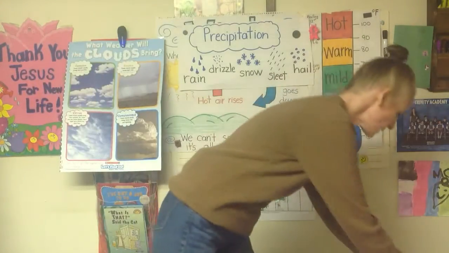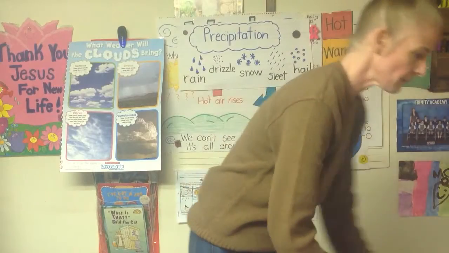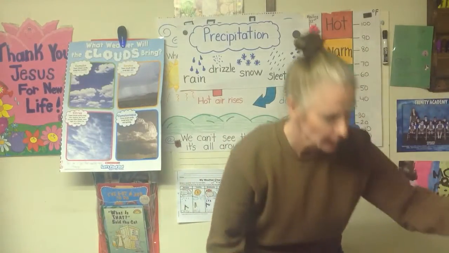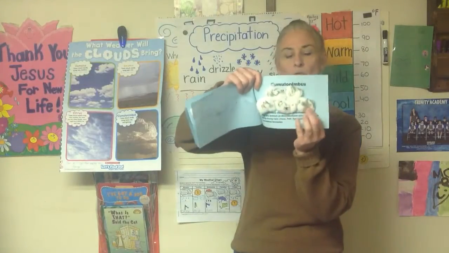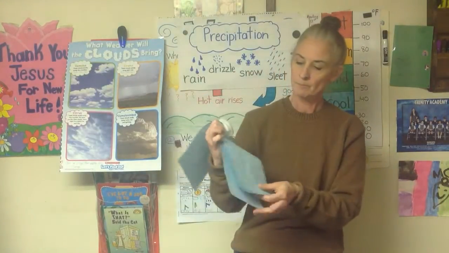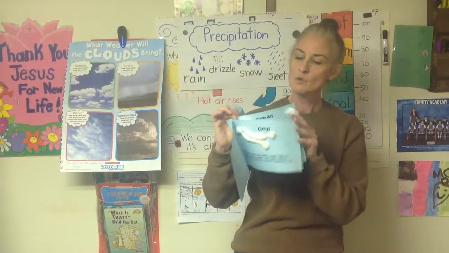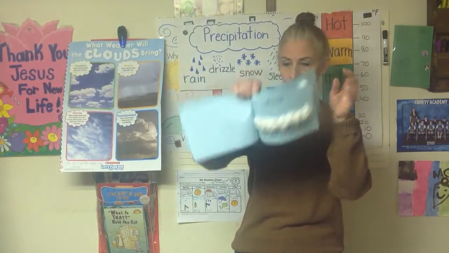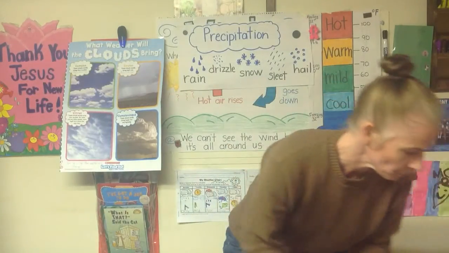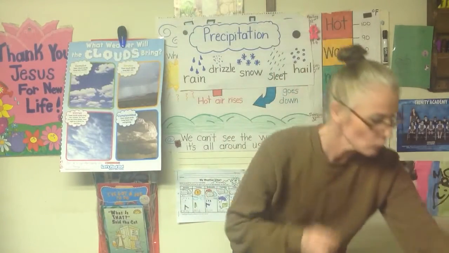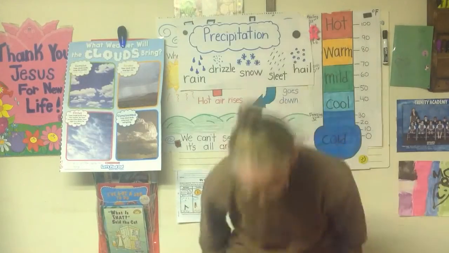Okay, so let's hear a little story here about some snow and rain. Did you do your book? Did you remember to make some gray and those cumulus clouds and the stratus clouds? Let's talk about snow first. Snow.